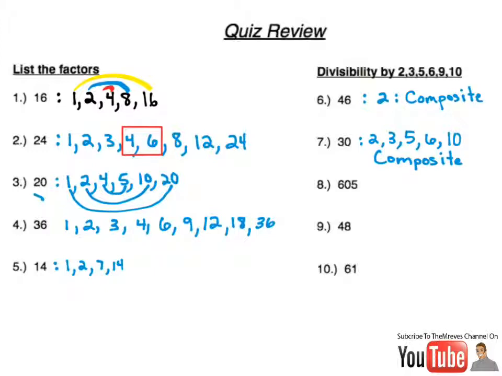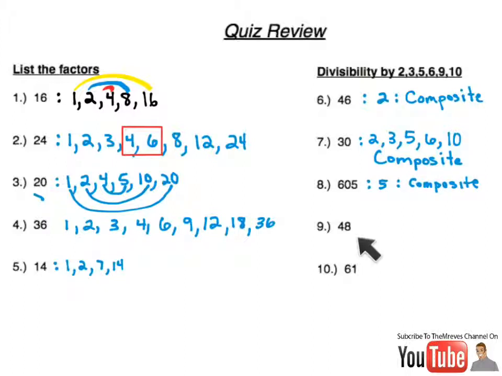Let's go over for 605. So it's not even. Add them together, that gives us 11. 3 doesn't go into 11. Well, it ends in a 5, so 5 goes into it. And since 2 and 3 don't go into it, we know 6 doesn't. And if 3 doesn't go into it, we know 9 doesn't. And it doesn't end in a 0, so the only factor that we show in these divisibility rules is 5. So that's still composite.